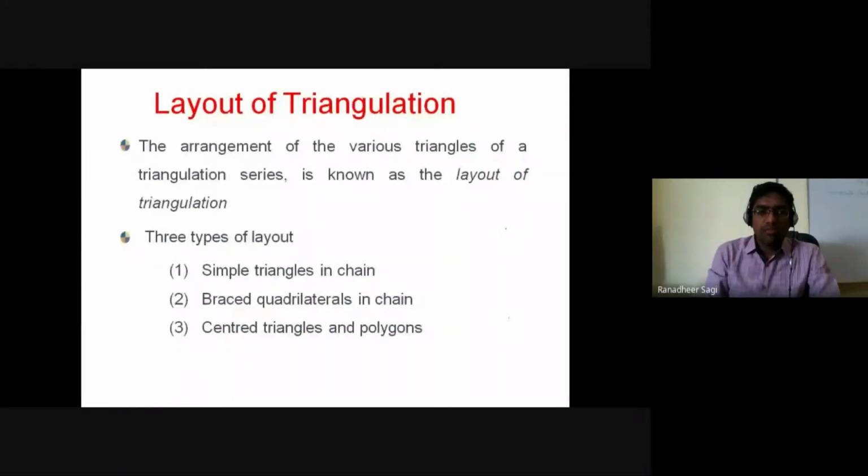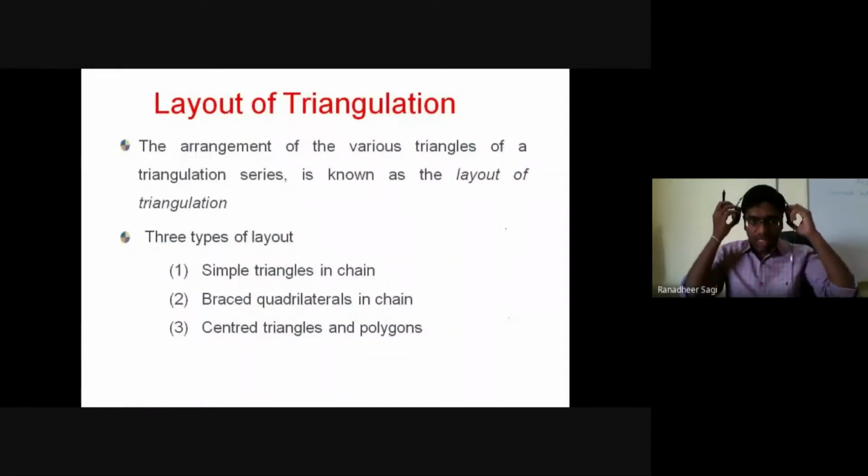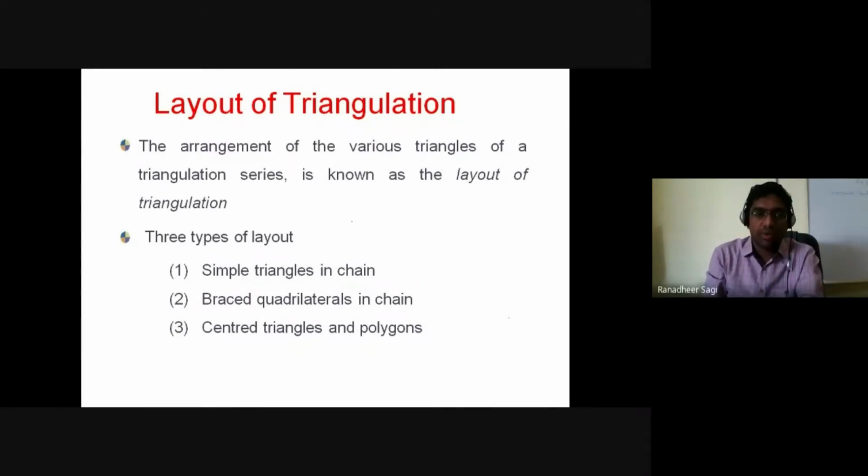That is what we have talked about. And we said we are going to come across three different types of layouts, which we'll now quickly go through. One of them is simple triangles. So you would see simple triangles connected one with the other in the form of a series. That is what we call simple triangles in a chain form.